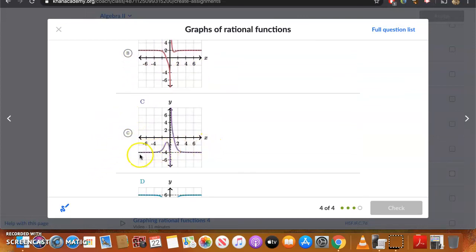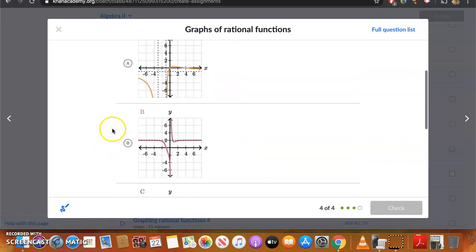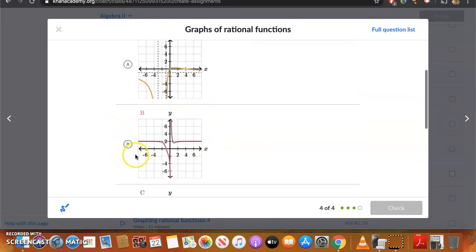C looks like there's a horizontal asymptote at negative 4, so that's not it. And D, it looks like there's a horizontal asymptote at 6. So the only real choice we have here is choice B.